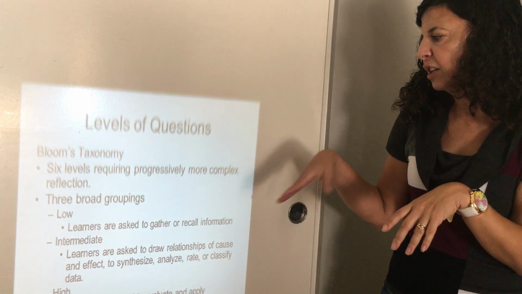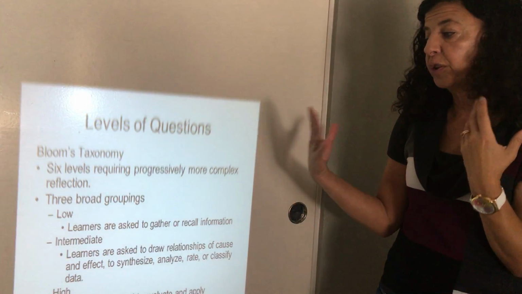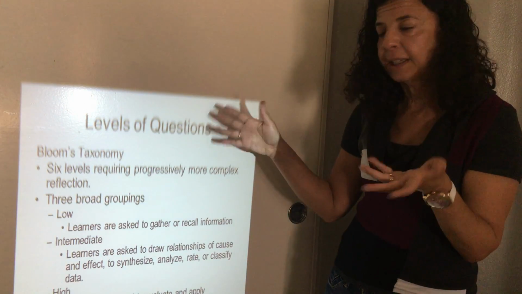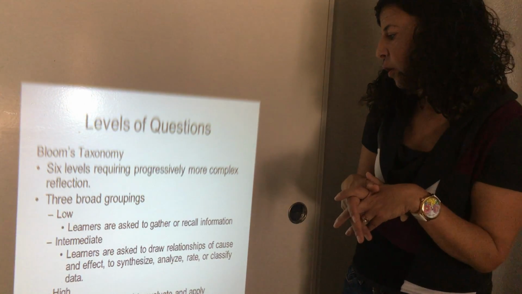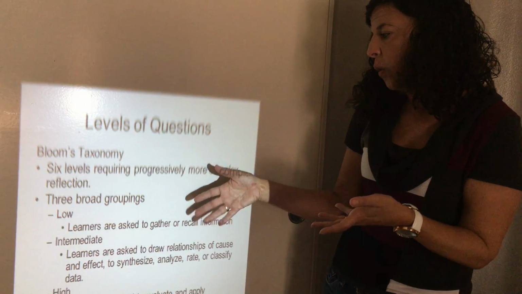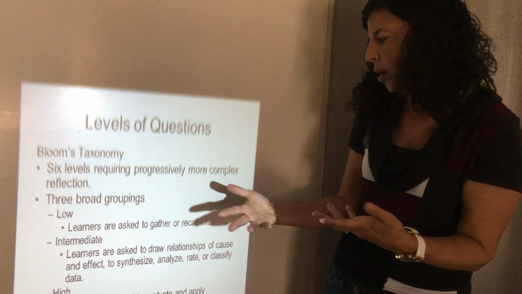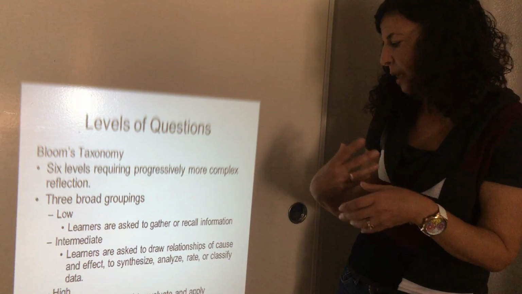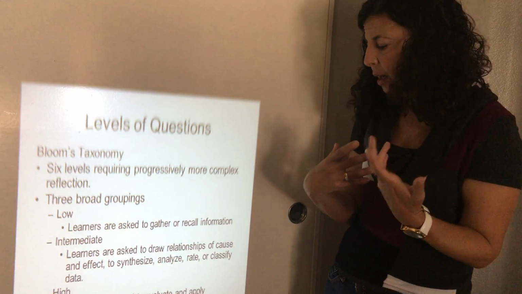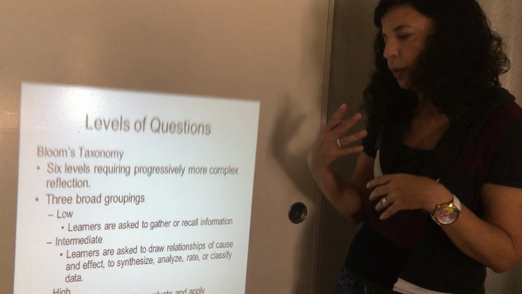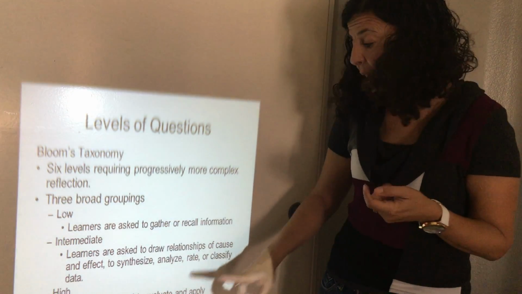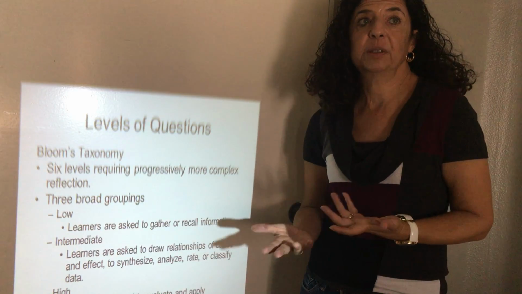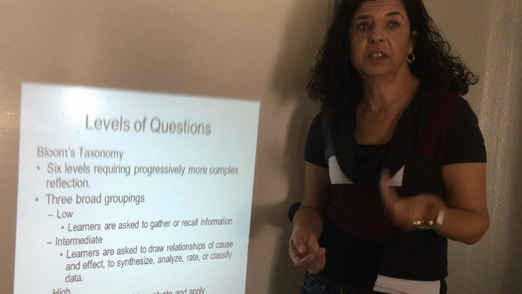So there's 6 levels of progressively developing more complex questions, and that's referred to in your book as Bloom's taxonomy. The low level would be just simple recall. Intermediate, they're asked to draw some conclusions, maybe rate something, and then high is to be able to apply the information. Application is your money shot. That's really where you want people to be able to do something as a result of your intervention.